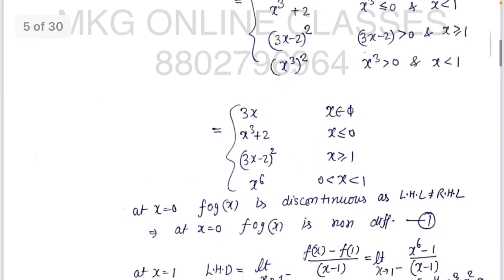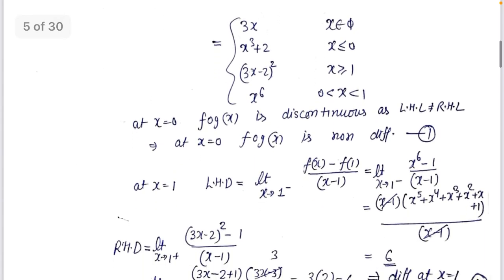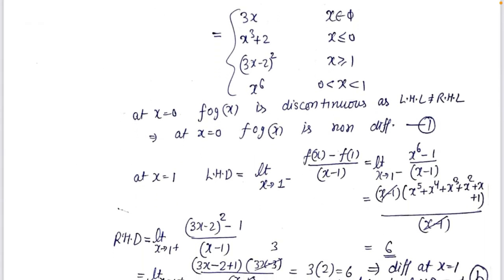Then at x equal to 1, we'll check the left hand derivative and right hand derivative. It is continuous at x equal to 1. So we will go to the left hand derivative and right hand derivative. Left hand derivative, LHD, is limit x tends to 1 minus of f(x) minus f(1) upon x minus 1. For 1 minus, f(x) is x cube. So x cube minus 1 upon x minus 1. Factors of x cube minus 1 will be x minus 1 into x squared plus x plus 1. So put x equal to 1 there. So 1 plus 1 plus 1, 3 you will be getting.